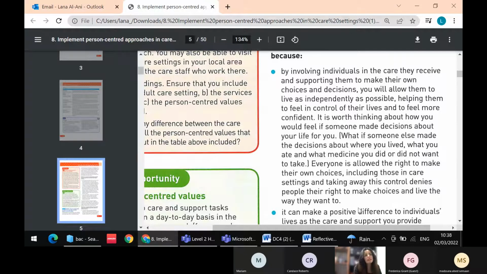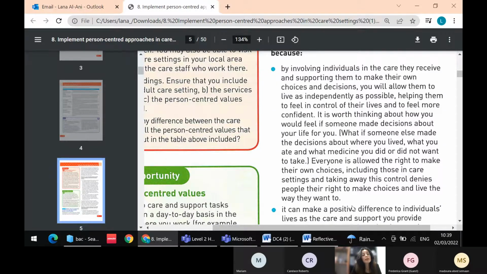So when we implement person-centered approach, what does that mean? Means involving the individual in their own care. Whatever they receive, they are included in it, and this will allow them to live their life as independently as possible, helping them to feel in control. They are fully in control of their own lives. They are not under someone else's control. And it is very worth thinking about each one of them, how they feel if they have control of their own life. Obviously, they will be very happy, very satisfied, and everyone is allowed to have their own rights, to make their own choices, to tell us their own preferences. That's how they feel independent, how they feel happy, how they feel satisfied.